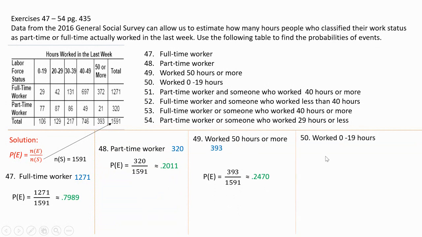Number 50. Work 0 to 19 hours, right? So 0 to 19 hours will be 106. It's going to be 106 divided by the sample space, and approximately will be 0.0666.